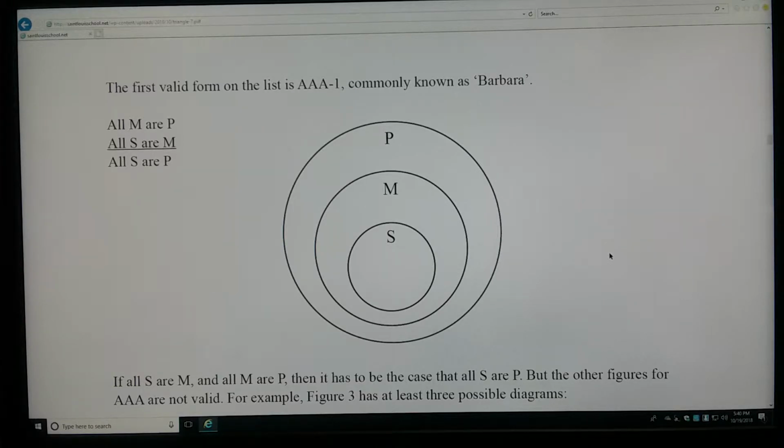The reason why this form is valid is that if these premises are true, there is no way that the conclusion could be false.